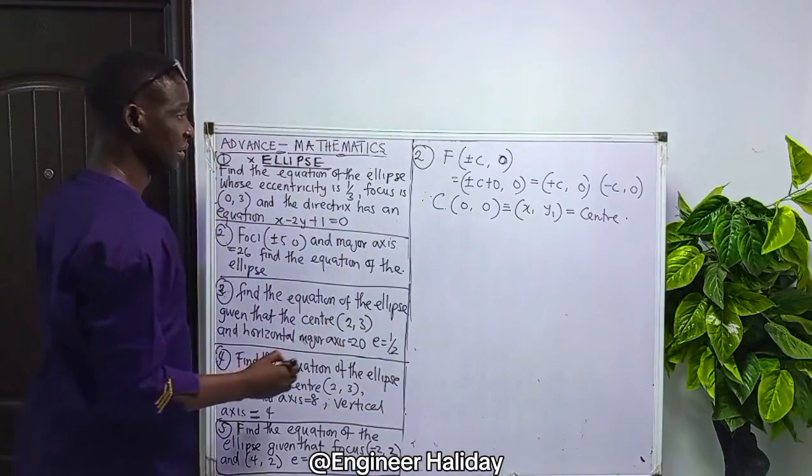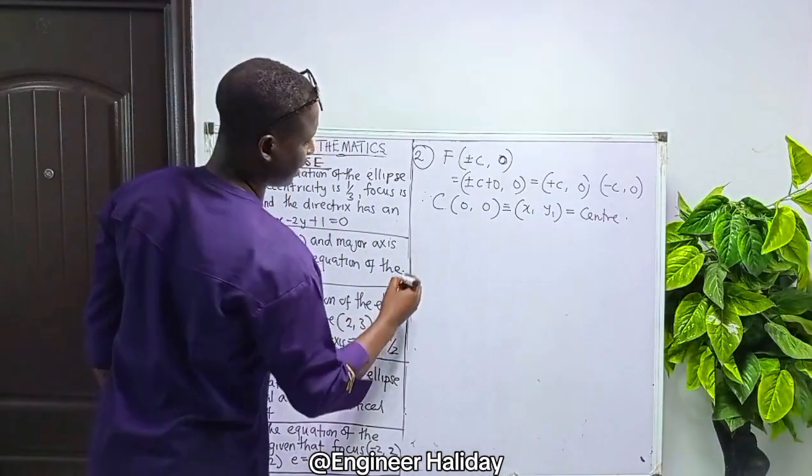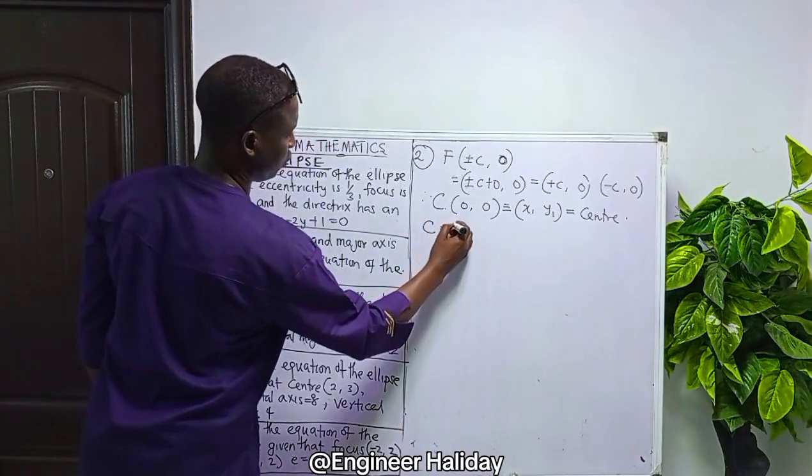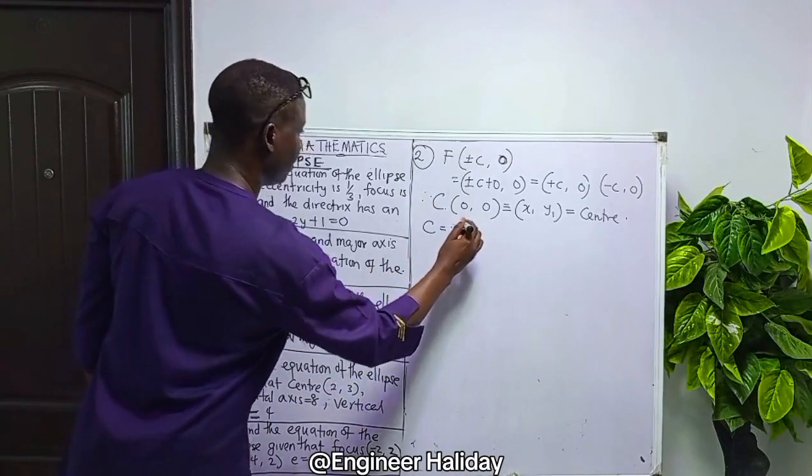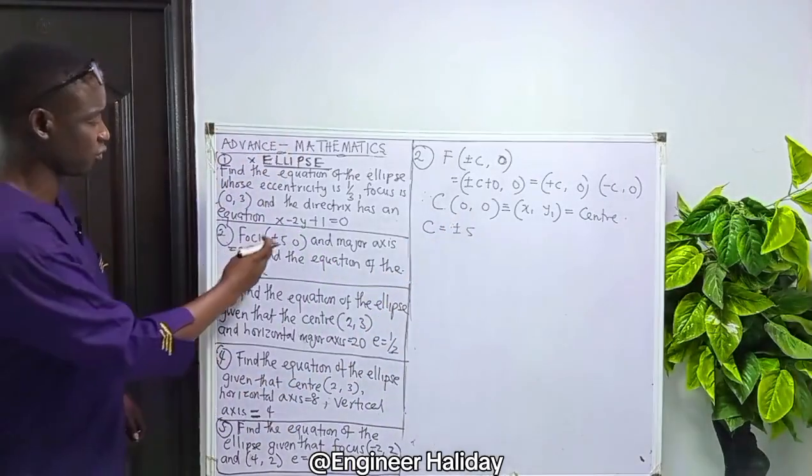Center coordinate. Number 2, I can conclude that my C is equal to plus or minus 5. So I have gotten my C as plus or minus 5.